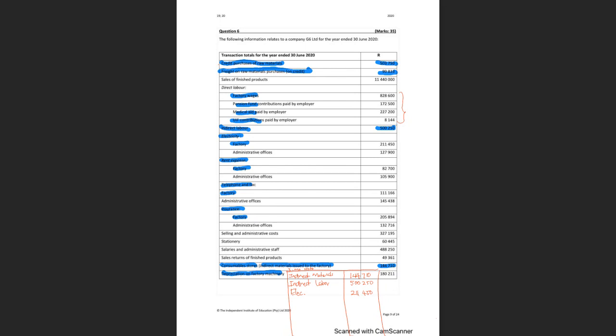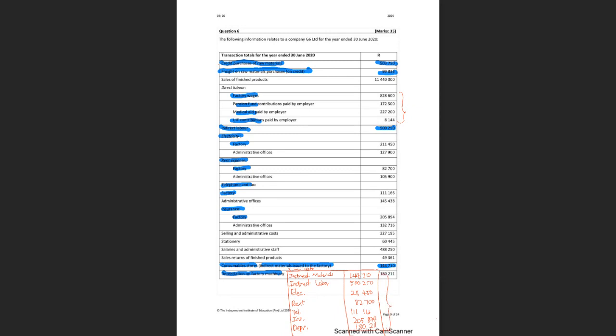Then you had rent, and that's 82,700. Then telephone and fax, 111,166. And insurance, 205,894. And the last one is your depreciation. So you must write out the full word. So 180 to 11. So now we sum up all of these.